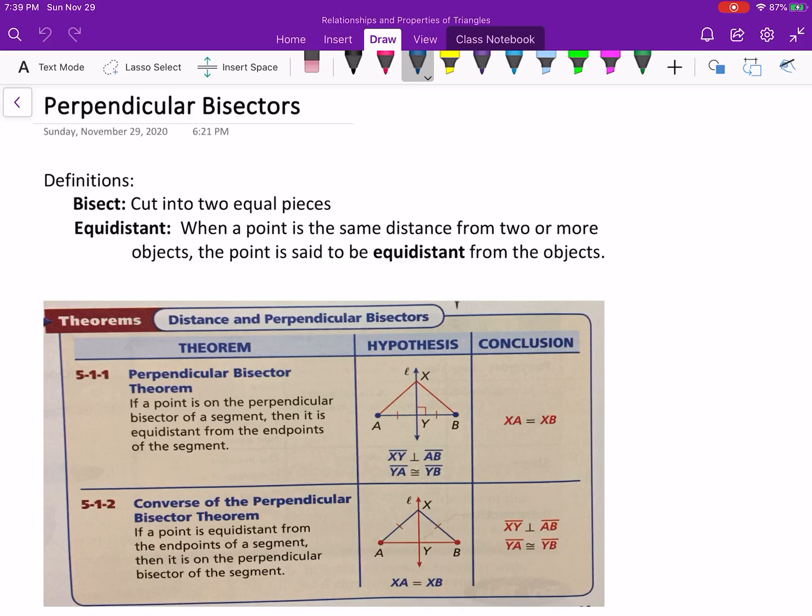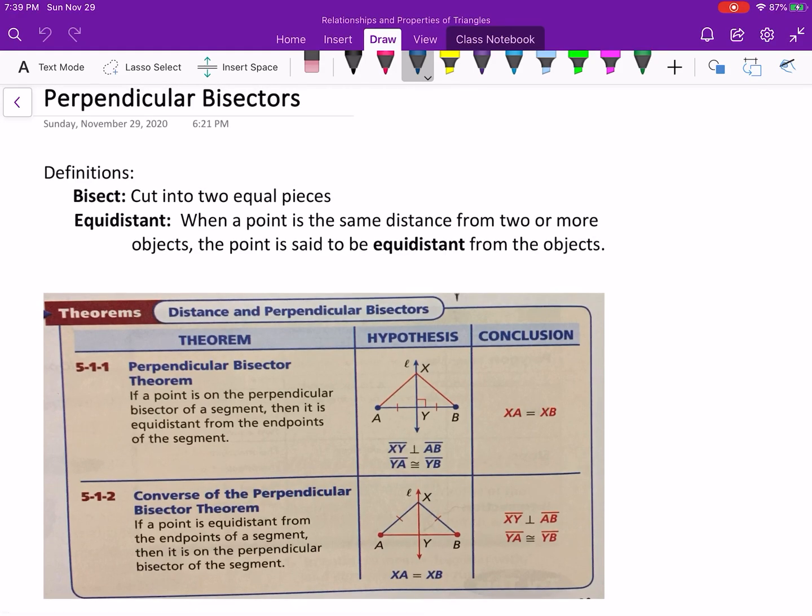I want to get a couple definitions out of the way before we look at the theorem, though. First of all, if you remember, we've had the word bisect before, and what that means is to cut something into two equal pieces. So a bisector would be a line or a segment that cuts something into two equal pieces. Since we're looking at perpendicular bisector, we're going to look at a line that is perpendicular to another line and that also cuts that second line segment into two equal parts.